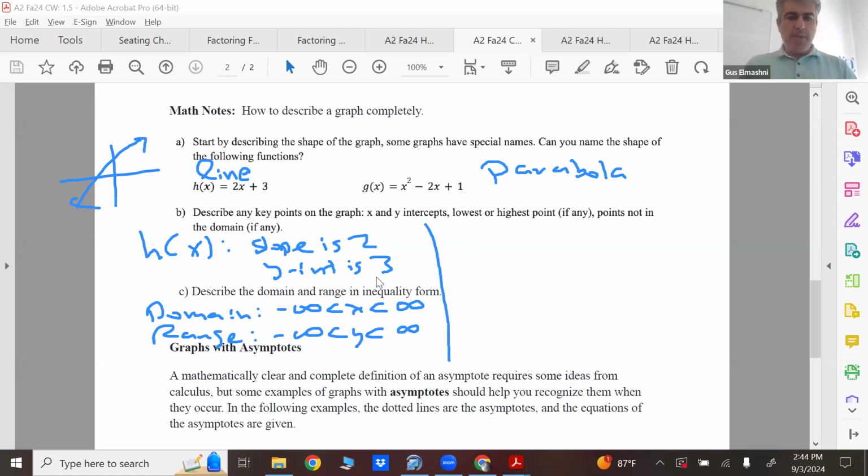And then for the parabola, okay. I'll just draw it well, before I draw it for you guys. Actually, yeah, I'll just draw it for you guys.